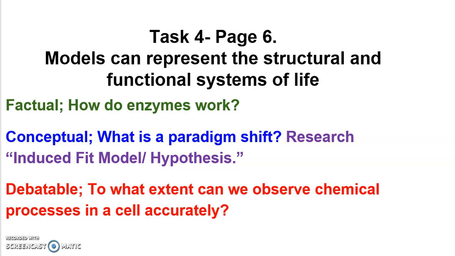And then this debatable question, which is a real mind bender: to what extent can we observe chemical processes in a cell accurately? Now, obviously, chemical processes in a cell are happening on a microscopic level. So again, I'd like you to do some research to consider how can we know and how can we take measurements if we can't see chemical reactions taking place. And again, that's a challenging question, but I would be really, really keen to see what your ideas are on that particular question. And finally, what I'd like you to do is to complete pages 6 and 7 of the booklet, and that's going to keep you busy for this lesson.